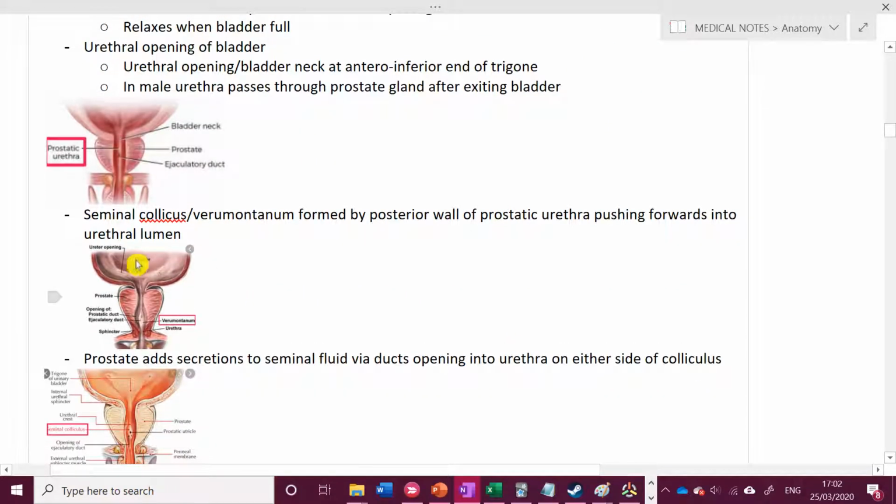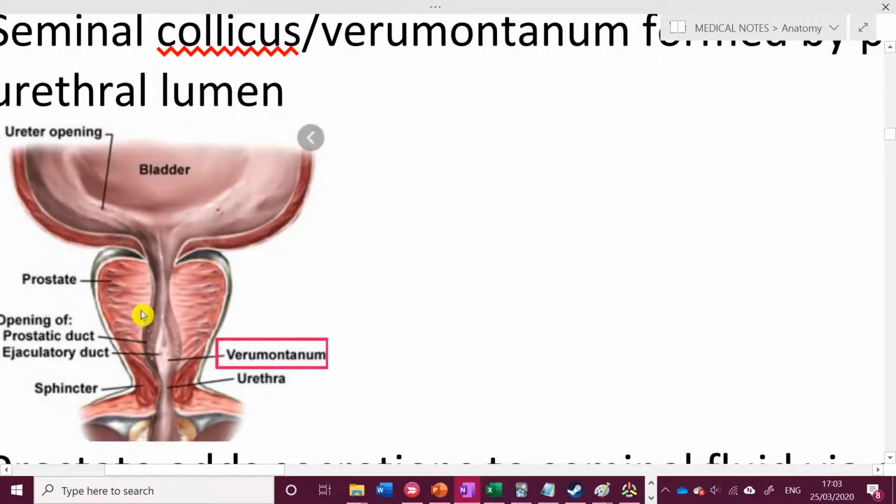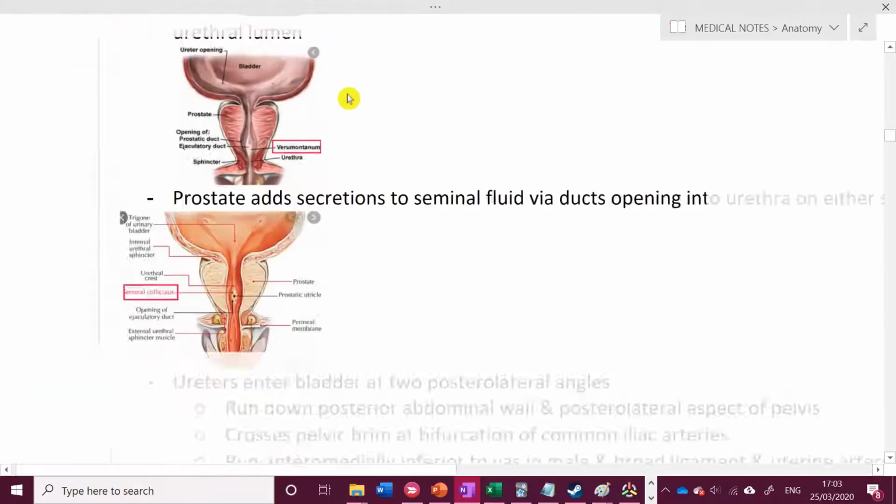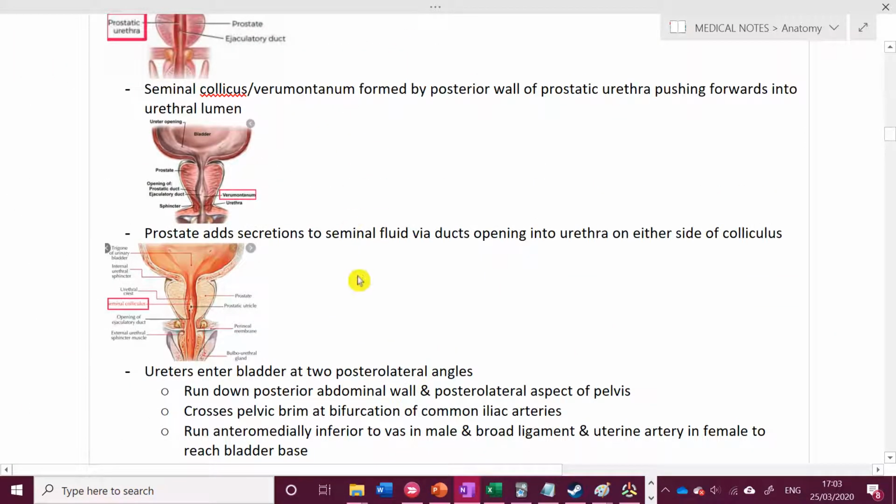The seminal colliculus, or, right, I've got to get this right, verumontanum, is formed by the posterior wall of the prostatic urethra pushing forwards into the urethral lumen. So you can see the posterior wall of the prostatic urethra pushing forwards into this lumen to form this bump here on the back. That's the seminal colliculus.